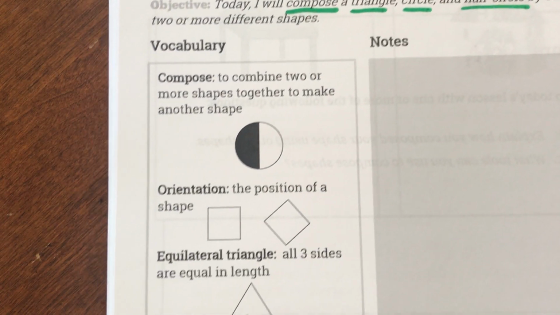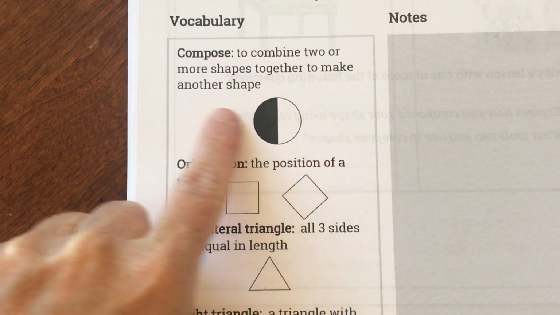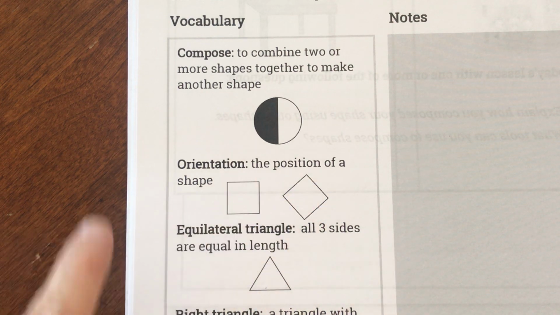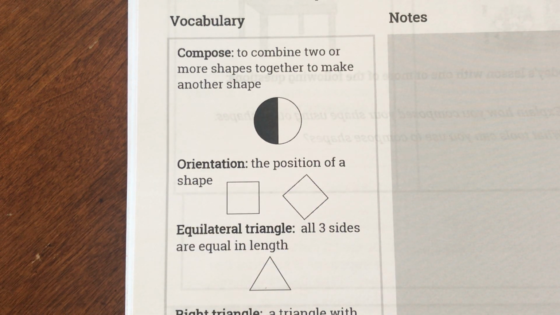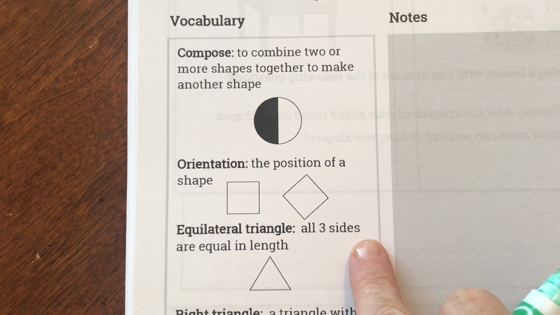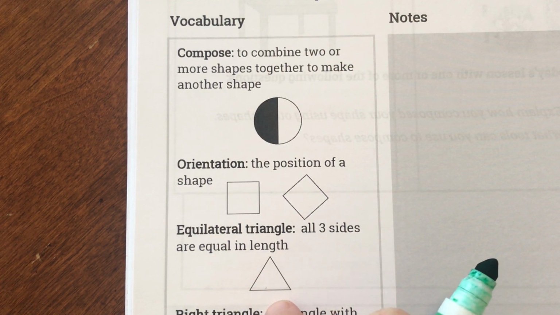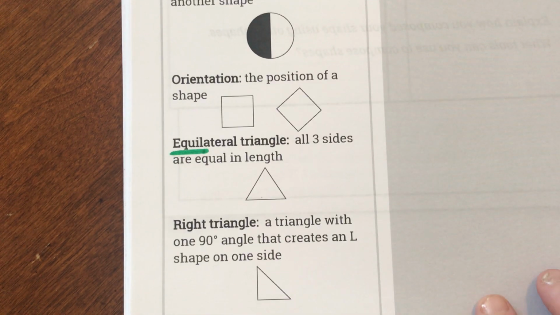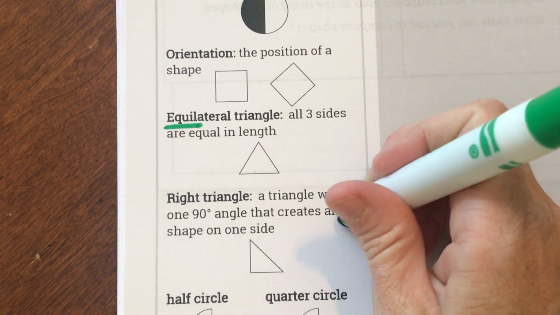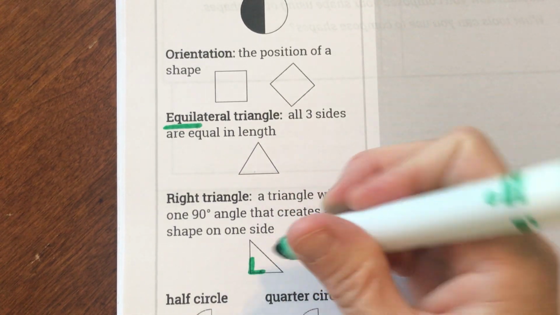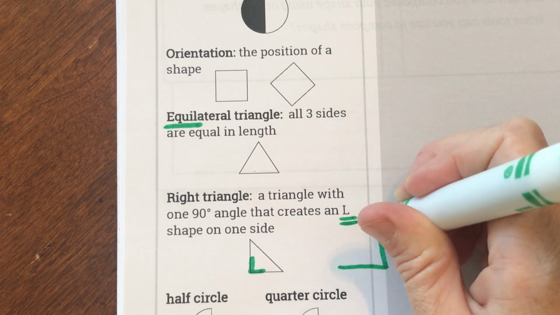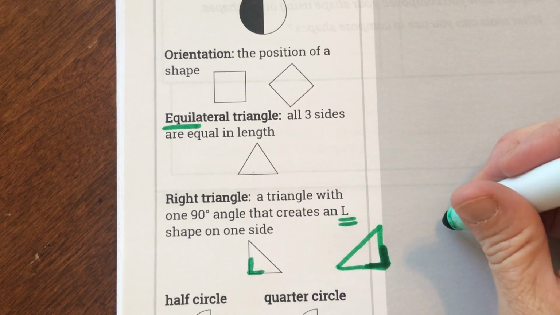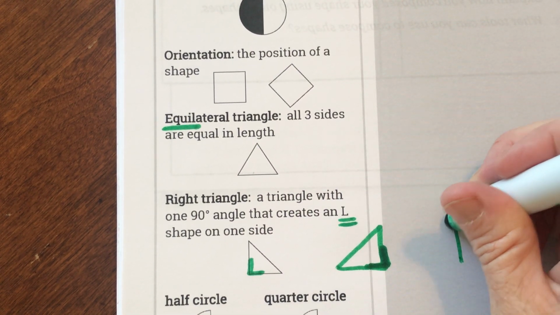So let's look at our vocabulary. Compose, we've already talked about. We've already talked about what orientation means, that we just change the position. We could remind ourselves what an equilateral triangle is. An equilateral triangle means all the sides are equal. That's where this equal part comes in. And a right triangle, remember, has the L. So a right triangle has an L. And sometimes the L could be backwards. So right here there's an L that's backwards. Sometimes the L could even be upside down.